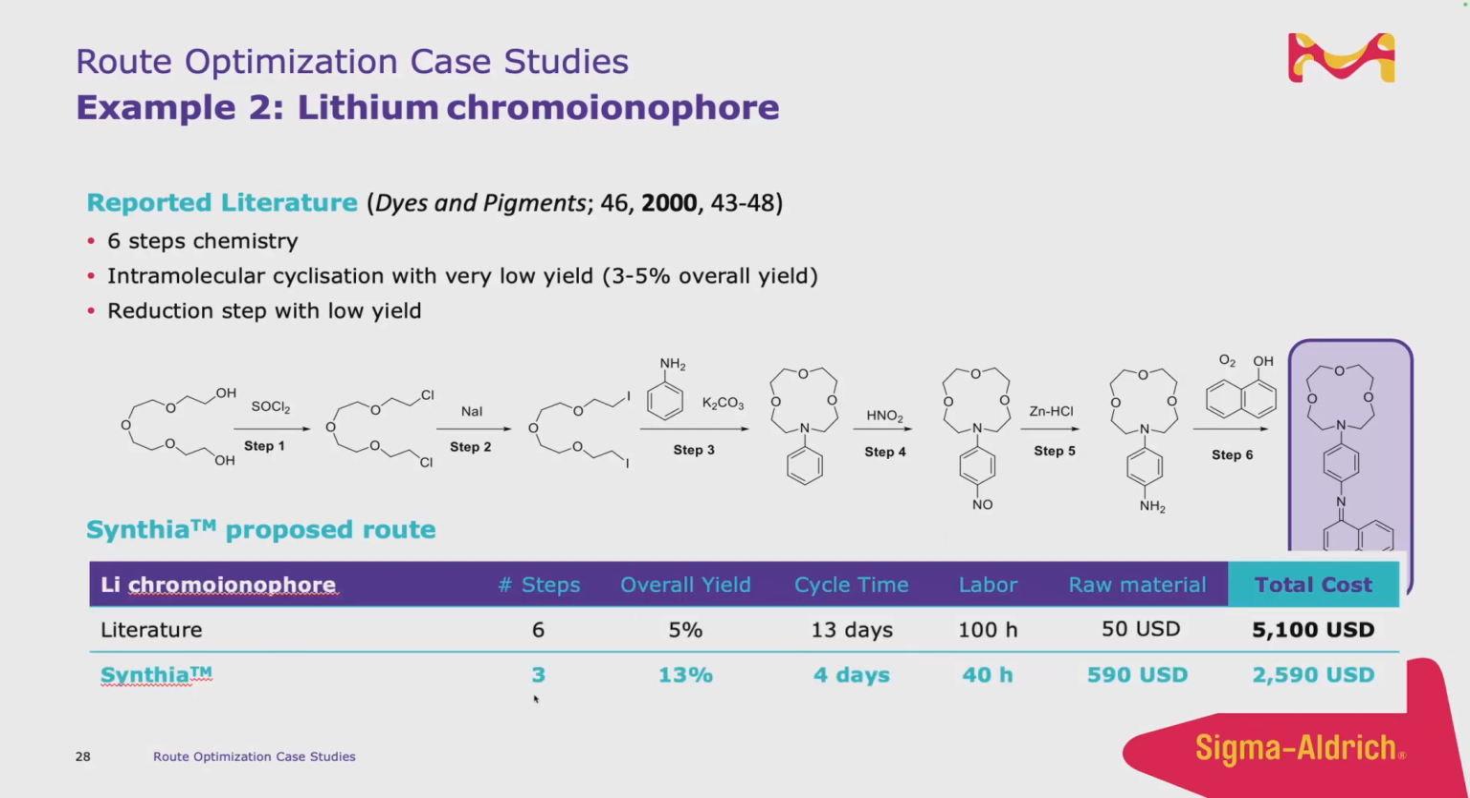So again, taking a look at this summary here, we reduced the steps from 6 down to 3, essentially tripled the overall yield, again reducing the cycle time and the labor costs. In this case, the raw materials were more expensive than with the literature route, but because of the savings in labor cost, it still reduced the overall cost by about half.